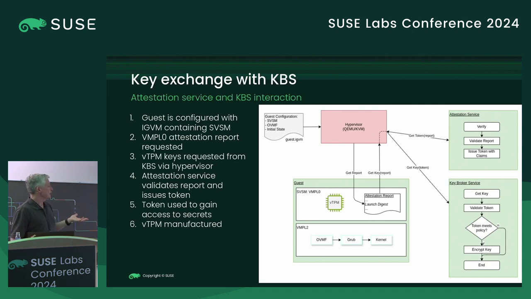Now, the guest starts up. It starts up in the SVSM kernel at VMPL0. And the SVSM says, OK, I need to manufacture my TPM now in order to get a consistent root key. So it goes and gets an attestation report, so it can then give that as evidence to a key broker service. Now, generally, it doesn't talk to the key broker service directly. I don't mean in terms of a physical transport layer. I mean, it doesn't send the attestation report to a key broker service.